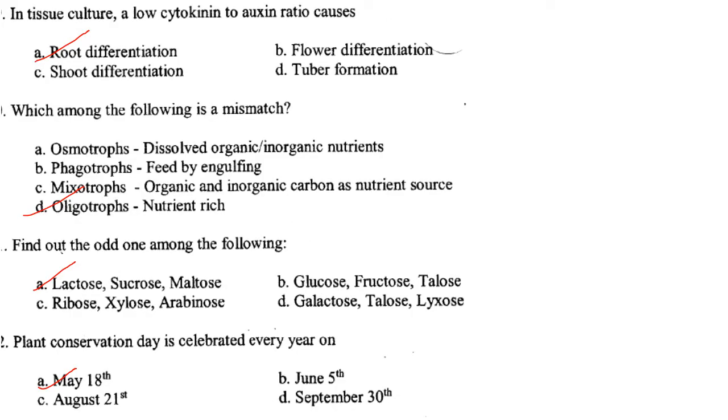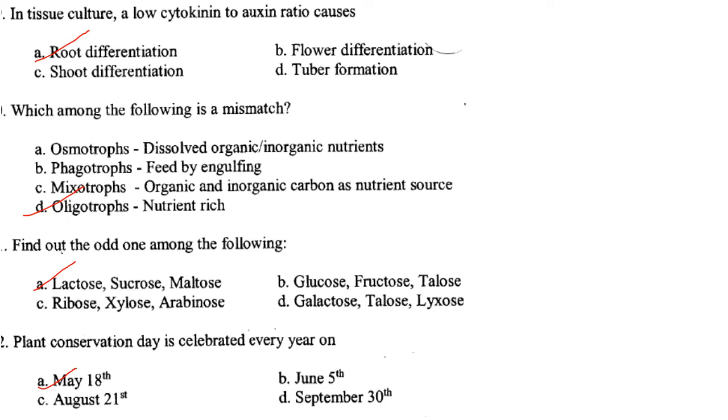Then in tissue culture, low cytokinin to auxin ratio causes. So if it is high cytokinin to auxin ratio, it causes shoot differentiation. So low cytokinin to auxin ratio causes root differentiation. So answer is option A, that is root differentiation.